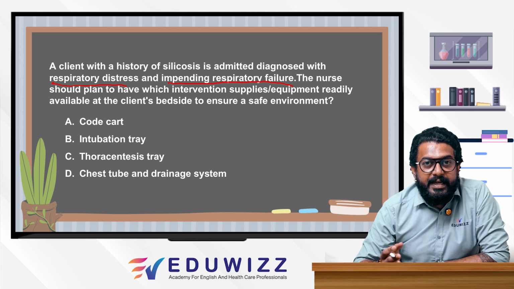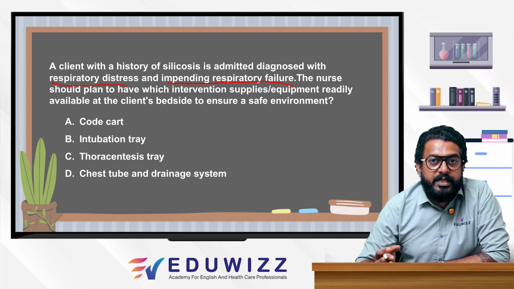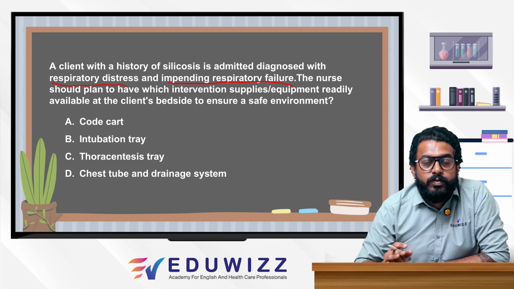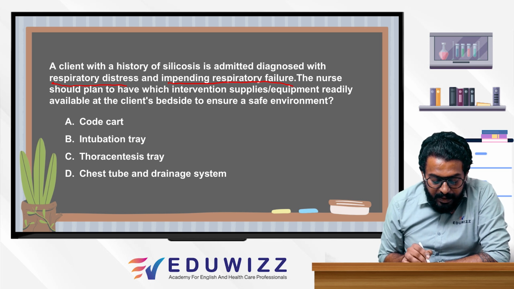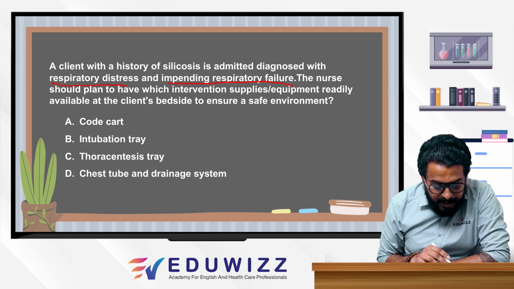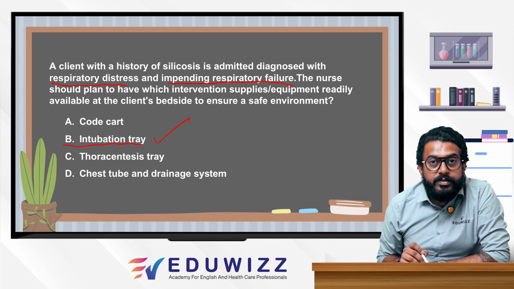Since the patient is having impending respiratory failure and respiratory distress, the first equipment that should be at the bedside will be related to respiratory failure. All these are related to respiration, but since the patient is having severe distress and respiratory failure, the most important equipment should be option B, intubation tray.